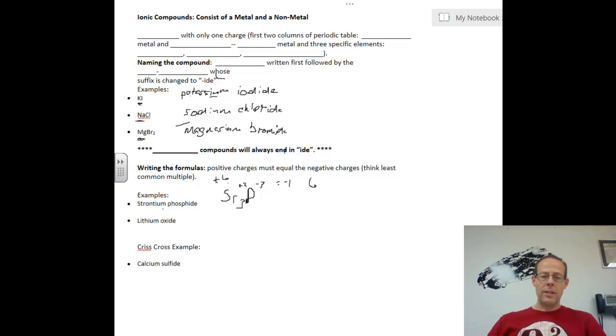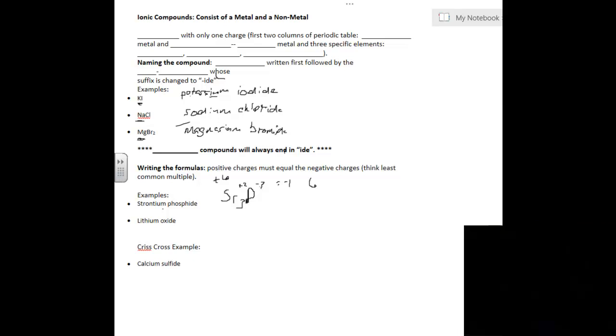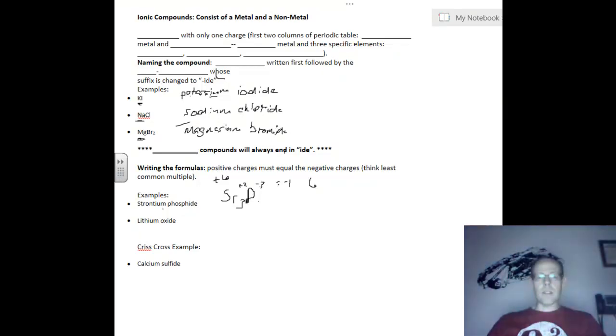Okay, similarly, what's the least common multiple of 2 and 3? It's 6. So 3 times what is 6?